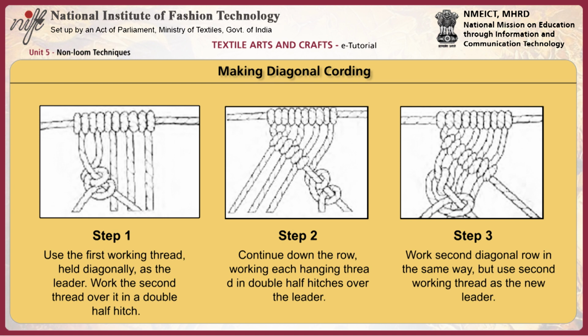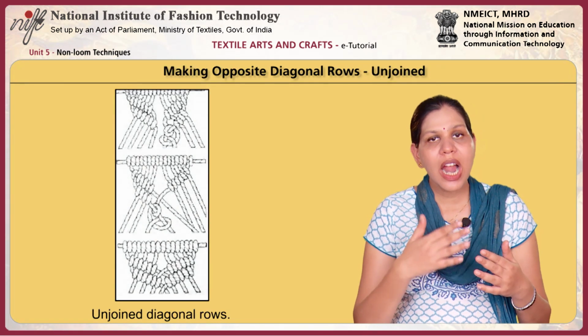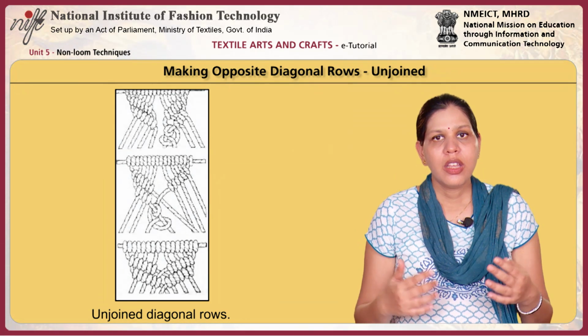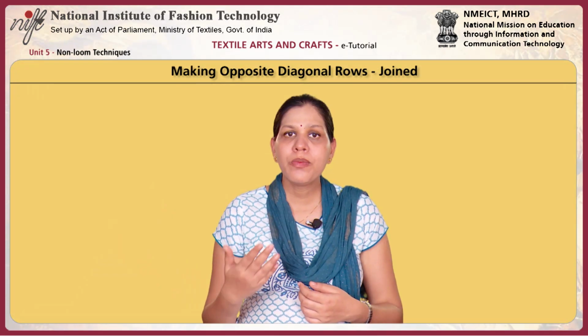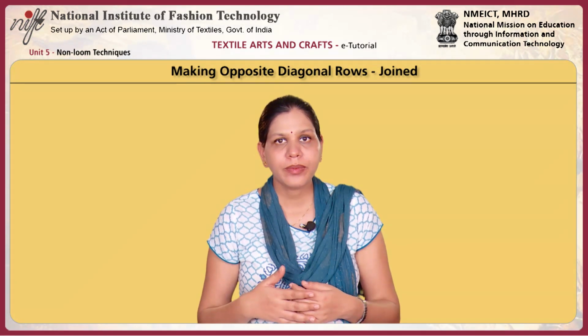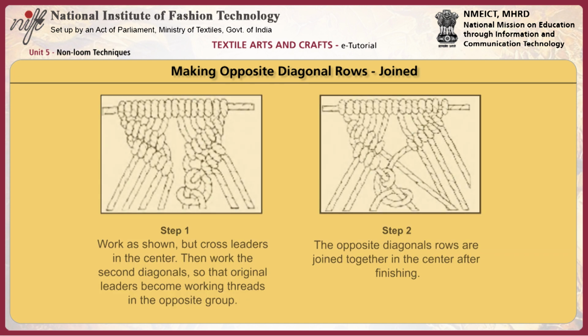Work the second diagonal row in the same way, but use the second working thread as the new leader. Work the first half of threads over leaders, slanting diagonally down to the right. Work the second half so that they slant down to the left. Follow these steps to make joined diagonal rows. Work as shown in the image, but cross leaders in the center. Then work the second diagonals so that original leaders become working threads in the opposite group. The opposite diagonal rows are joined together in the center after finishing.